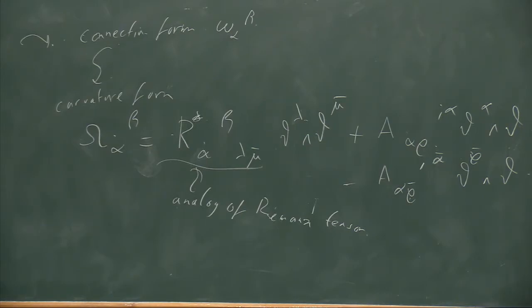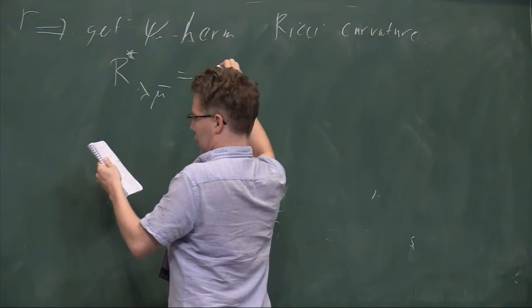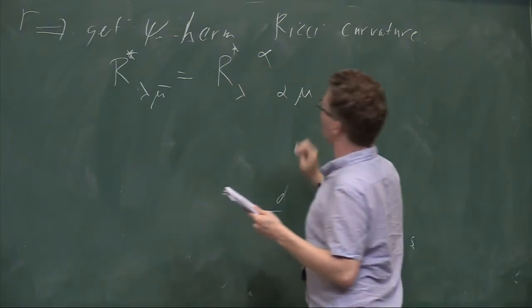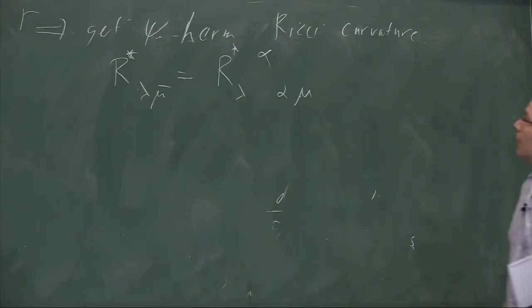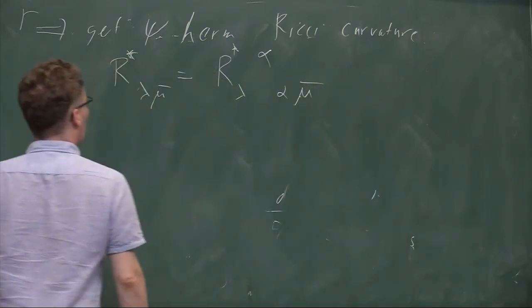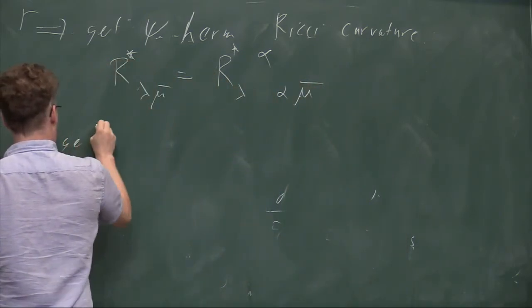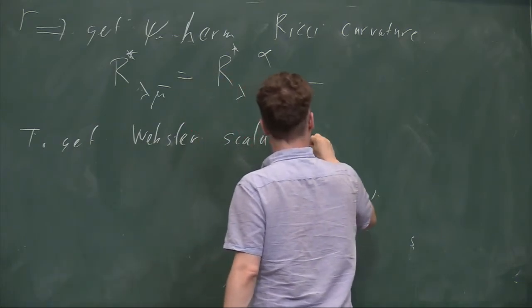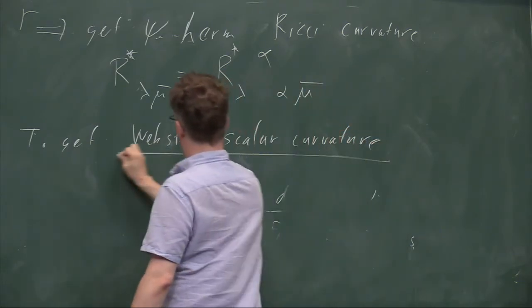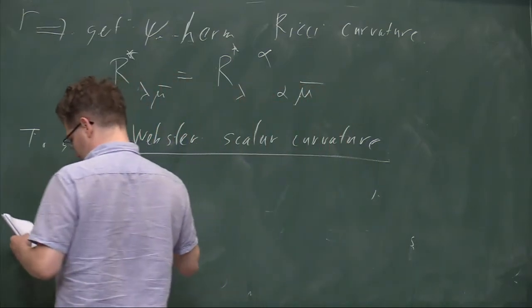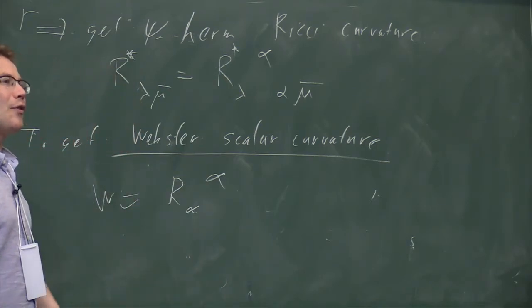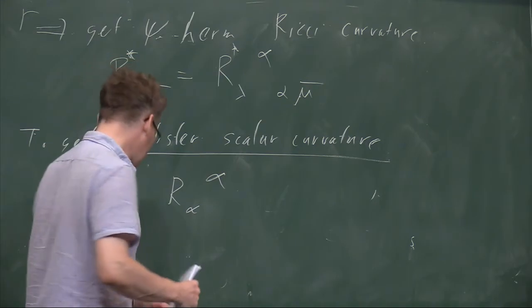Okay, I'll indicate it with a star to indicate that it belongs to this funny connection, the Tanaka-Webster connection. And you just contract. Okay, so this should be here, yeah. And then again, to get the Webster scalar curvature, we contract again. Okay, so this is the intrinsic version. Well, it uses frames, but it's well defined.